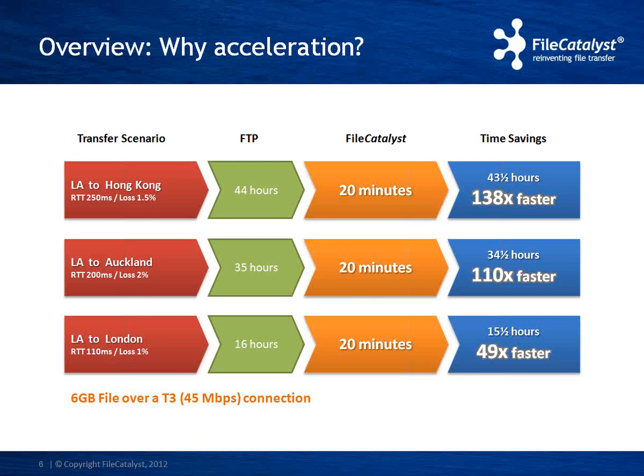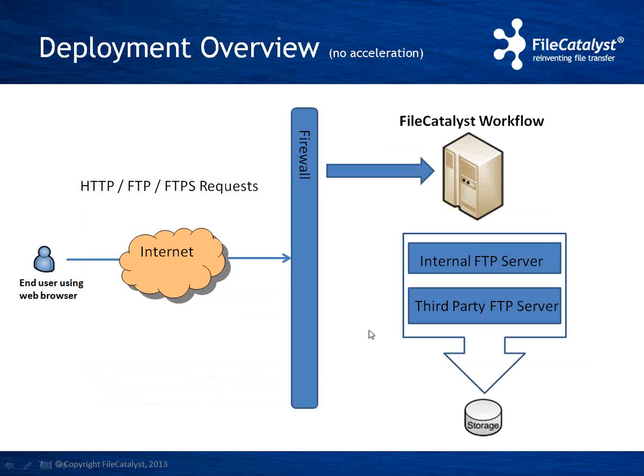With FileCatalyst, it will take 20 minutes. So this is the sort of time savings we're talking about, just as a comparison. Of course, as your bandwidth grows and your latency grows, those improvements get better. And here's another example from LA to London. As I mentioned before when I was talking about the latency, FTP will take 16 hours for that 6 gig file to be sent. We can do it in 20 minutes. So it gives you an idea.